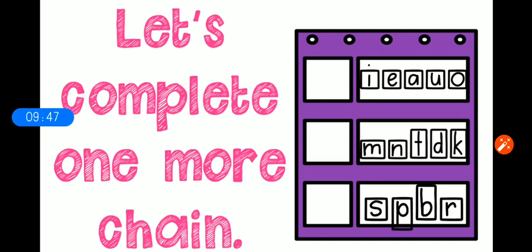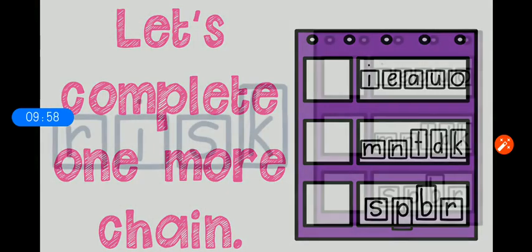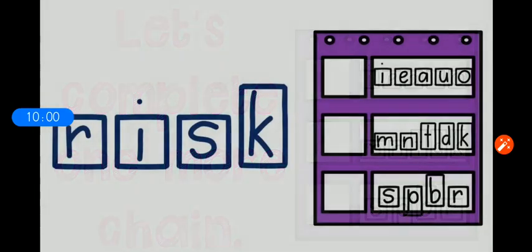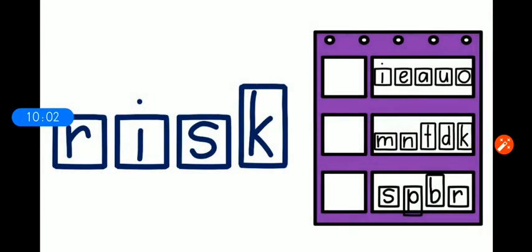This time, we're going to use another set of words, okay? With the same chaining folder. Do not change anything on your chaining folder. We're also going to use these letters on my board. Now, the first word for this chaining we're going to complete is risk. Risk. Can you see the letters in your chaining folder?